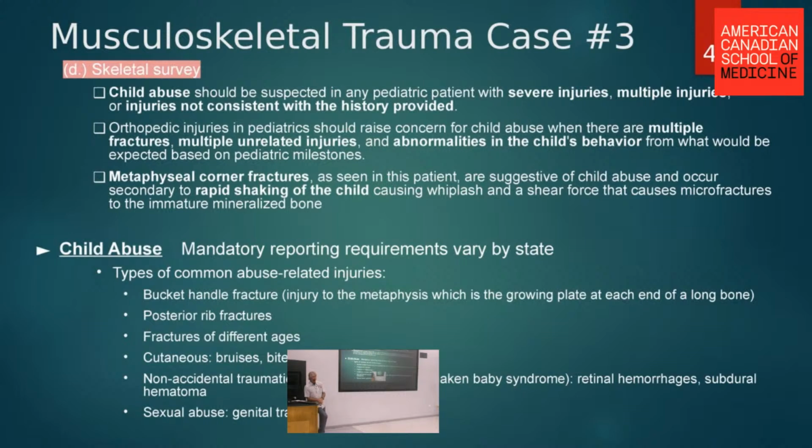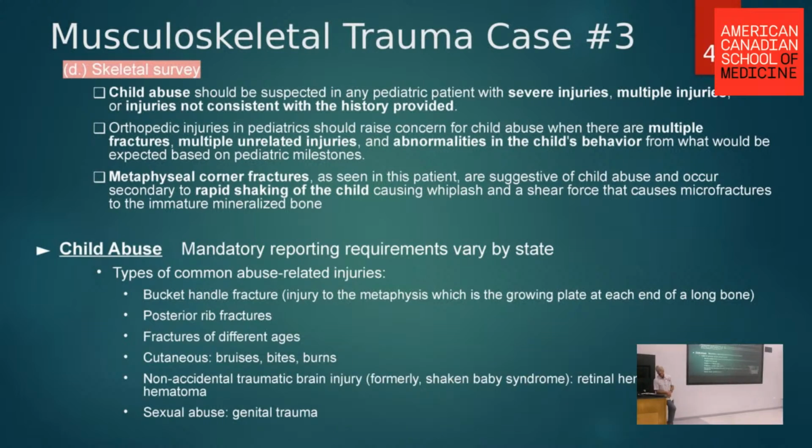Other classic orthopedic injuries, posterior rib fractures, takes a lot of force for posterior rib fractures. Fractures at different periods of time, bruising, various parts of the body. Some children have Mongolian spots on the back. I don't know if you've ever seen a child with that. If you're unfamiliar, it may look like bruises running down the low part of the back. Don't be confused. That's normal pigment in the skin.